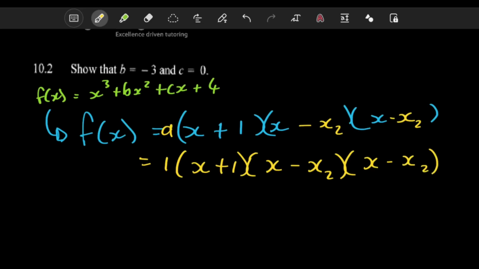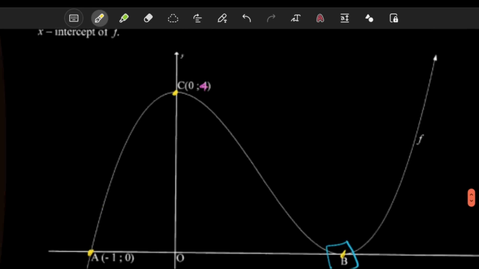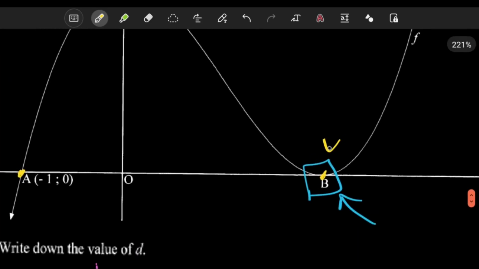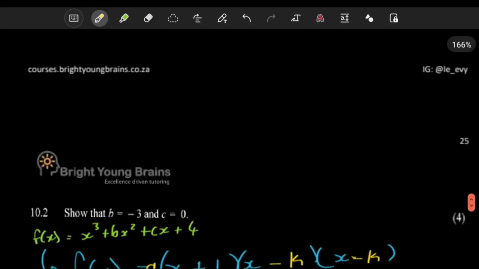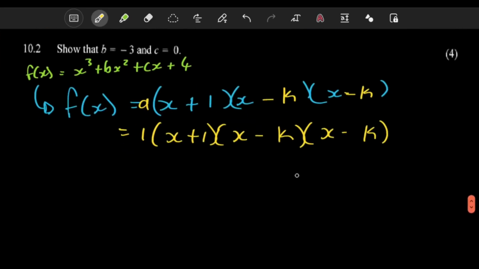Let me write this x2 as a variable like k, so that it's a bit easier for us to work out whatever we're trying to work out. I'm sorry if you're writing along, I'm busy saying stuff and busy changing. So the variable k represents the x value over here. Whatever this x value is, let's label it k, so we have to put minus k and minus k.